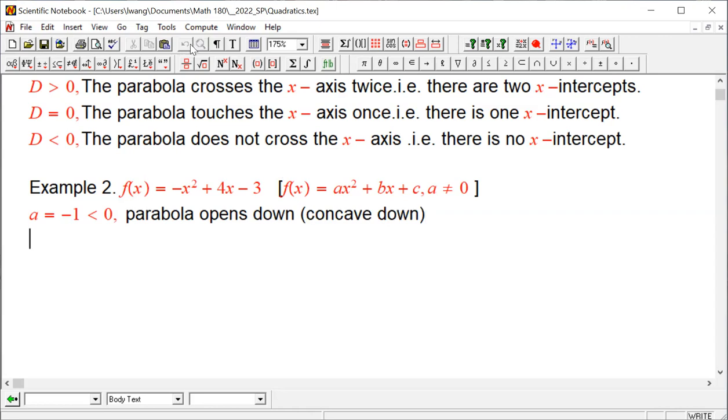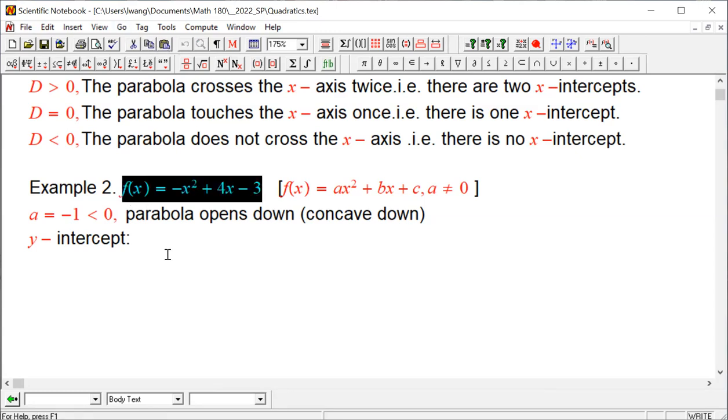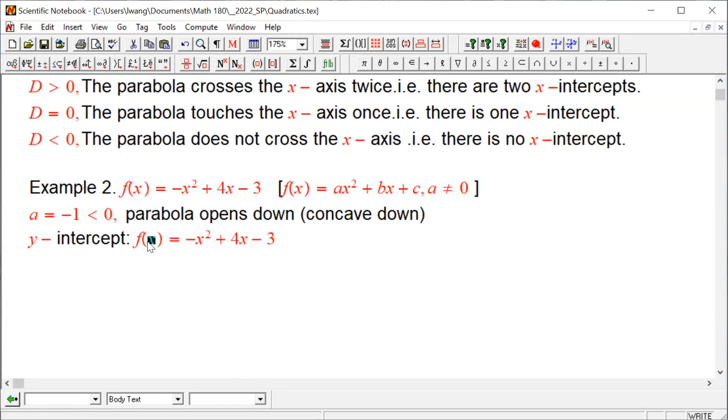And the y-intercept, of course, is pretty easy to find, right? We simply put in the input f of 0. So we just plug in when the input equals 0, that's how we get the y-intercept. So that's 0 multiplied by 0, so it just equals -3. So the y-intercept is (0, -3). So we have 1 point on the curve, right?